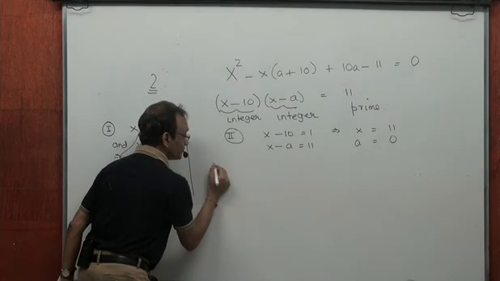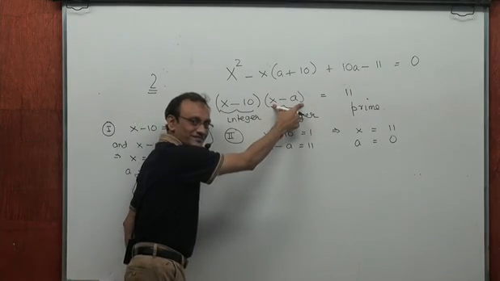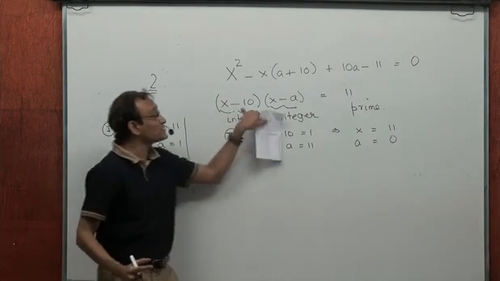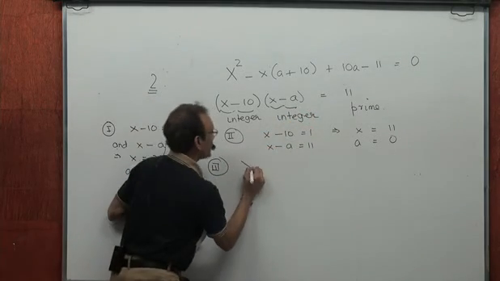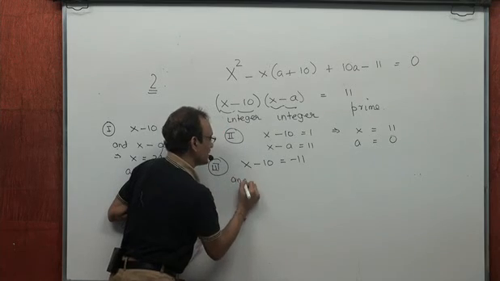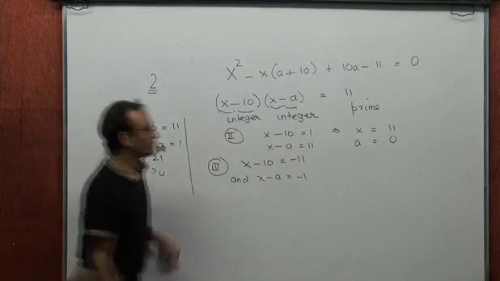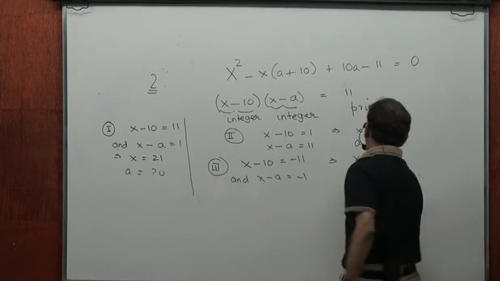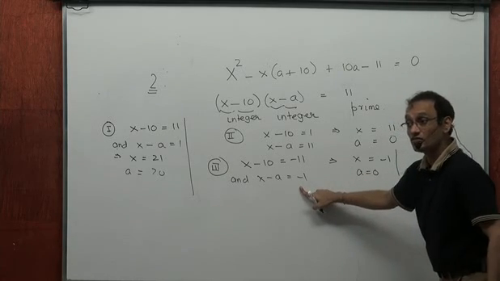I could have had this one as minus 11 and this one as minus 1. Isn't it? So x minus 10 as minus 11 and x minus a as minus 1. That's another possibility. Now this gives me x equal to minus 1. When x is minus 1, a is again 0.